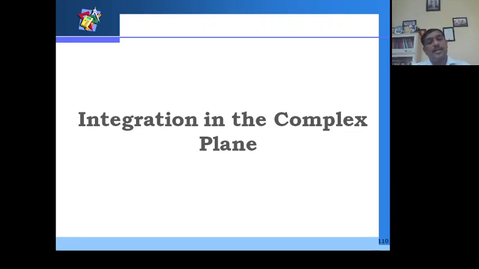Integration in a complex plane is one of the important topics. Here we will discuss why it is important: in certain applications there occurs a real integral which cannot be evaluated by the usual methods of real integral calculus, whereas it can be evaluated by complex integration.